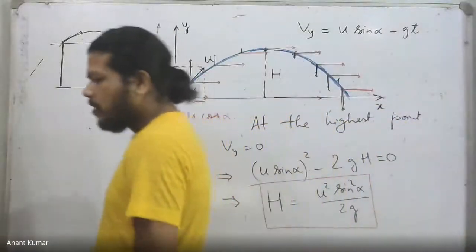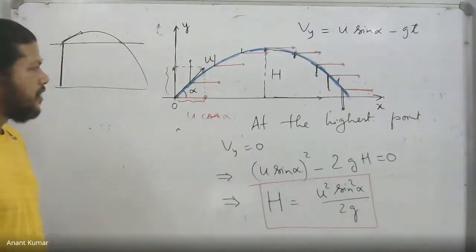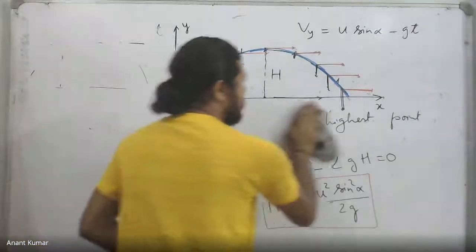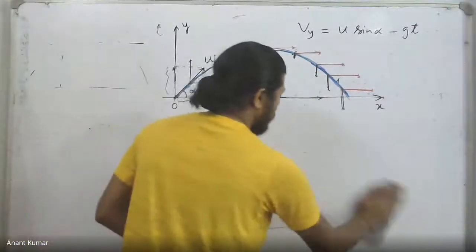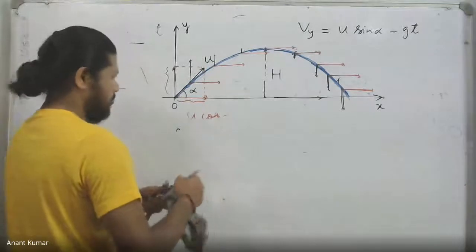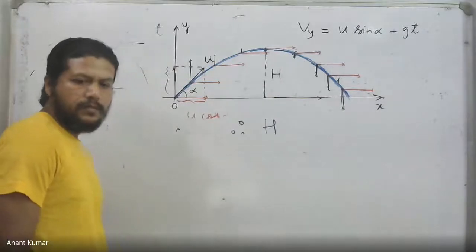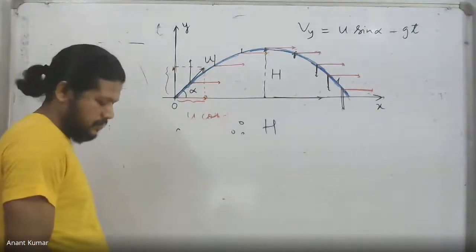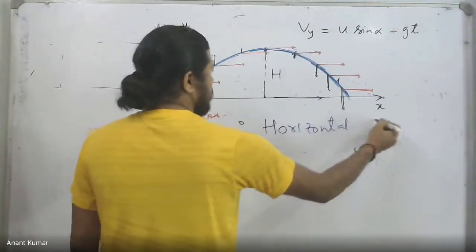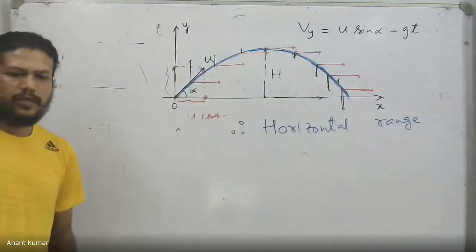The time taken to return back to the ground is nothing but the time of flight, which I wrote earlier, twice u sine alpha by g. Therefore the range turns out to be simply u cos alpha into that time, because the horizontal velocity remains the same. So the horizontal range will be simply the displacement along the x-axis.